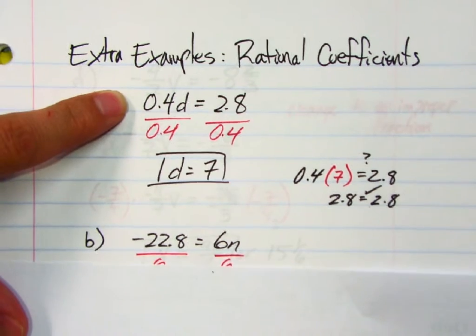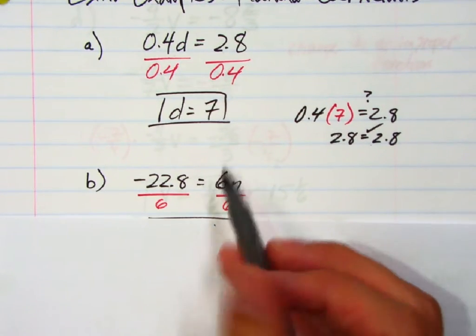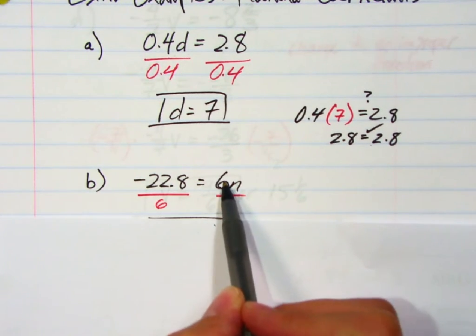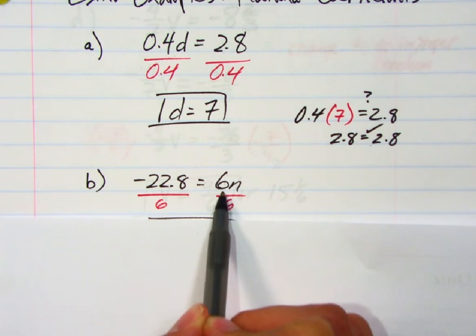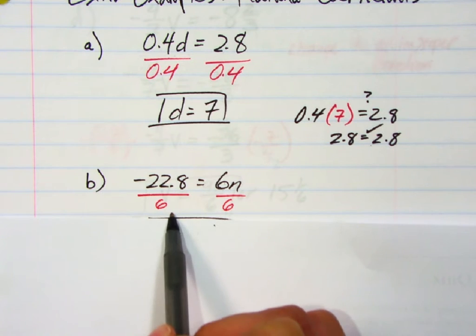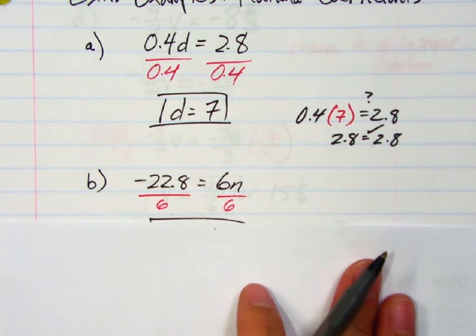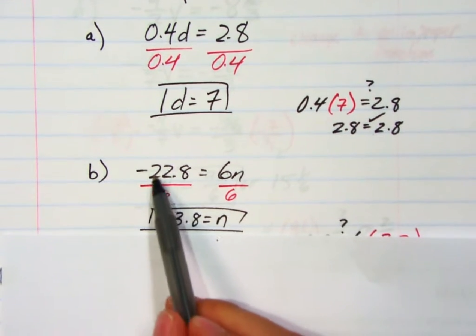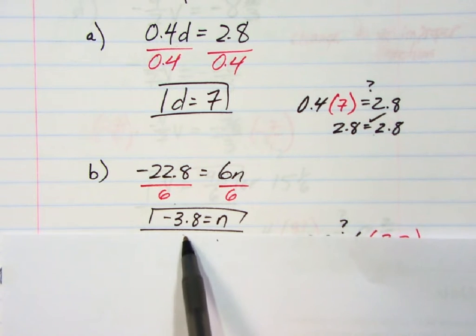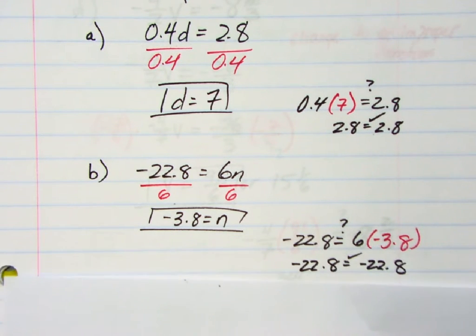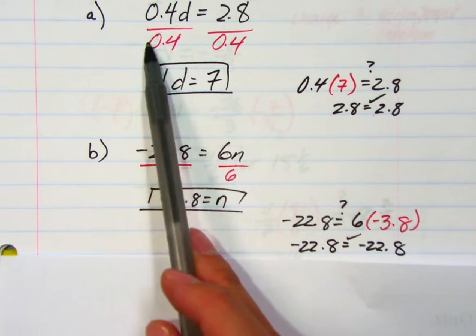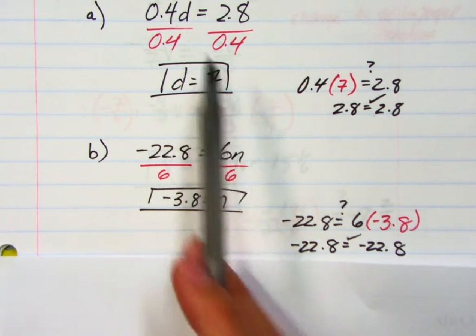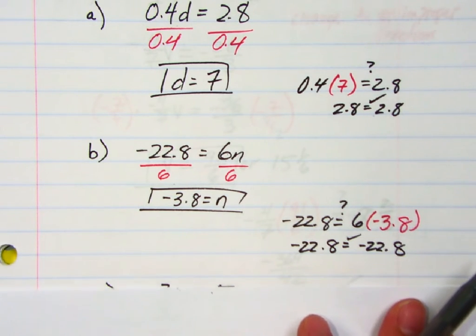Okay, next one. All right, so I kind of flipped it around for you. I put the variable on the right-hand side this time, but just find the variable term. You look for the coefficient. You say, all right, it's 6. I divide both sides by 6. Okay, that doesn't change anything. Negative 22.8 divided by 6 gives us this answer, and then I double check my work, and that works out to be correct. Okay, so no matter if it's on the left or it's on the right, you just find your variable term and look for that coefficient.